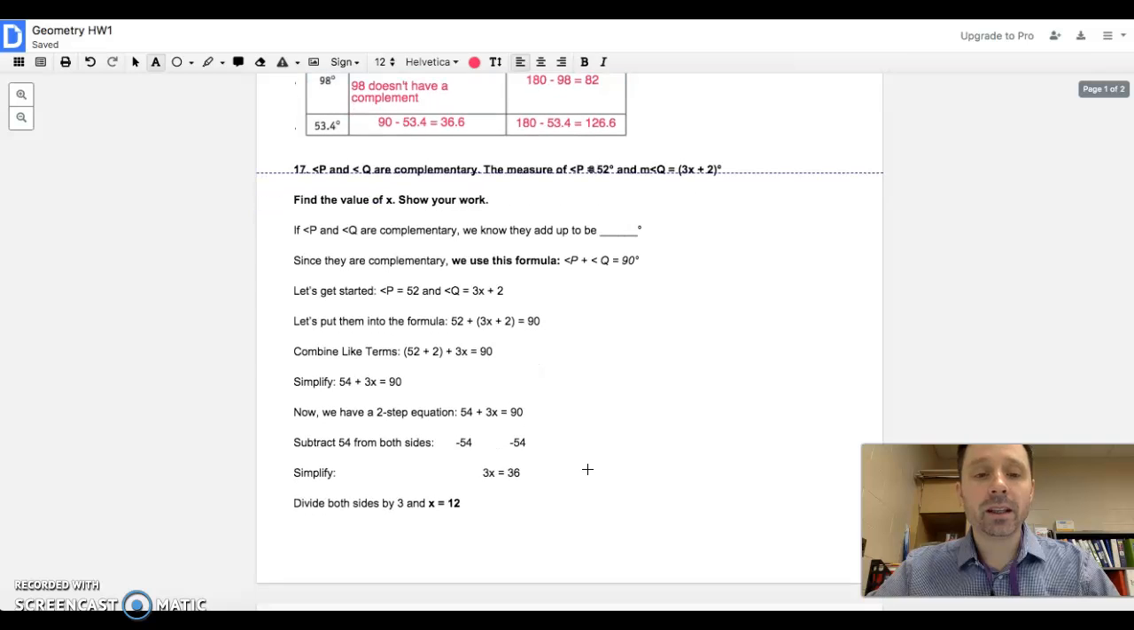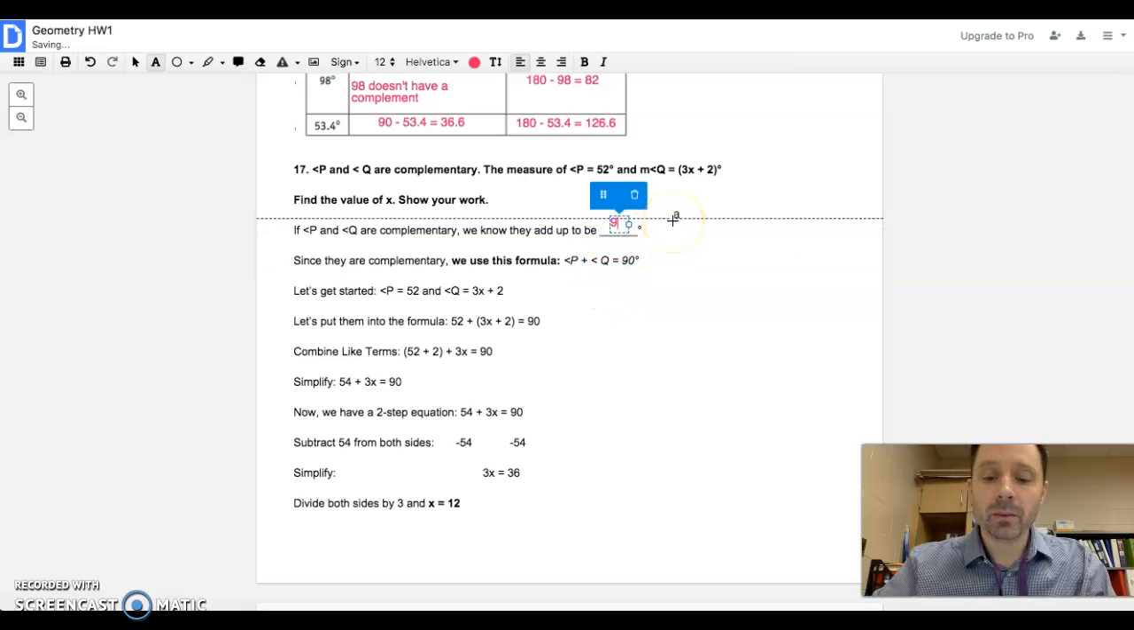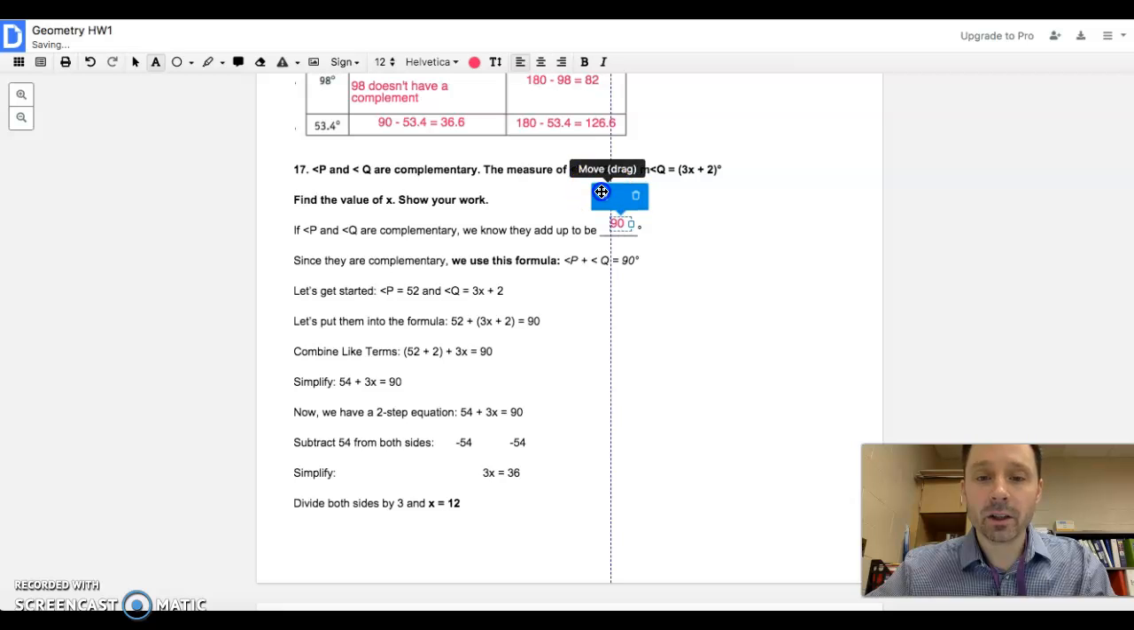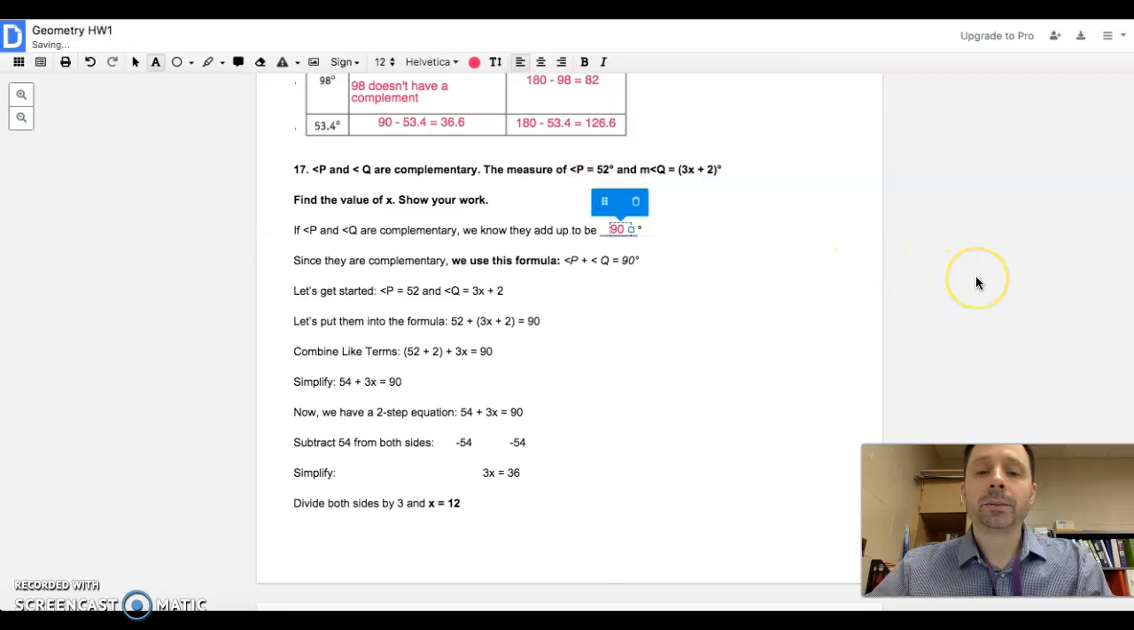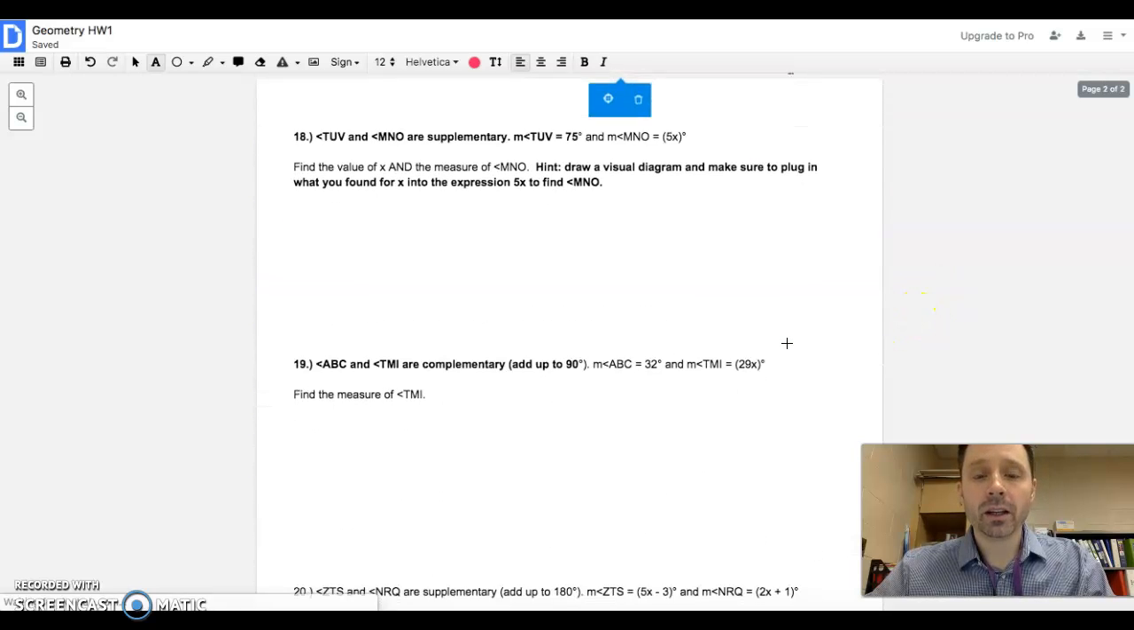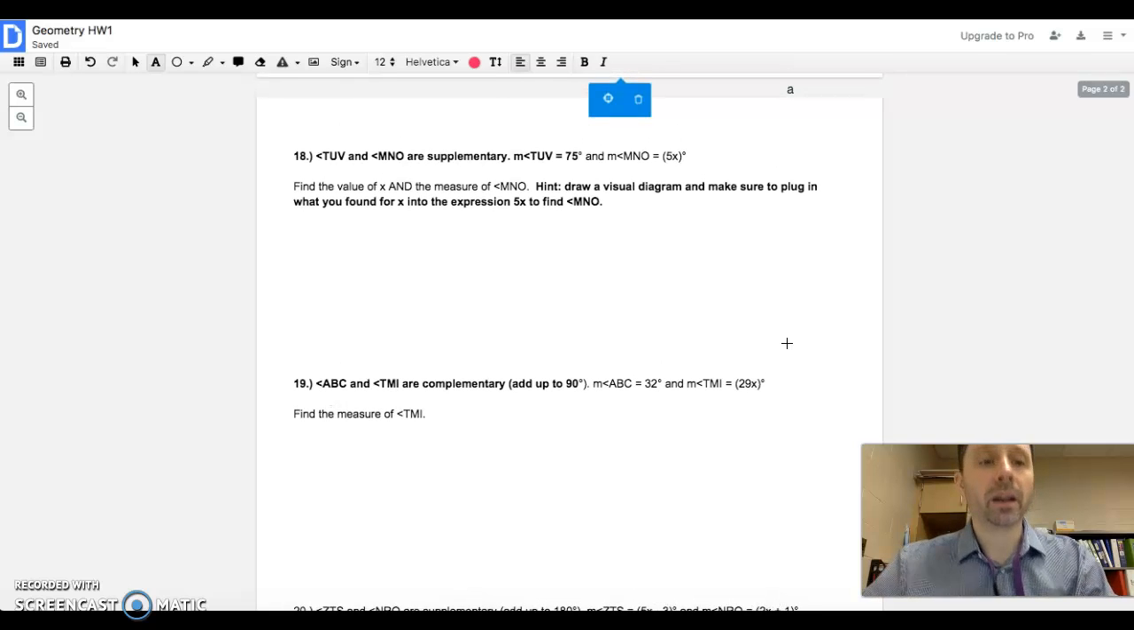All right, number 17. This is just an example of how to do the problems on the back. So really the only thing that needs filled in for 17, it says if P and Q are complementary, we know that they add up to be 90 degrees. Complementary adds up to be 90. So I was hoping that you would look down through this original problem and see how a problem like this was solved, and then be able to use that going over to the back. So let's look at the back.